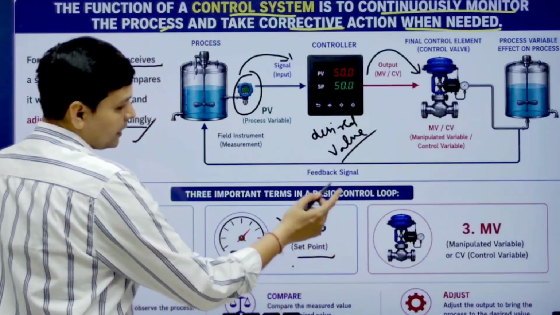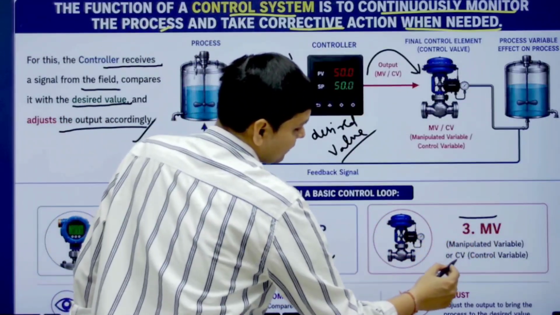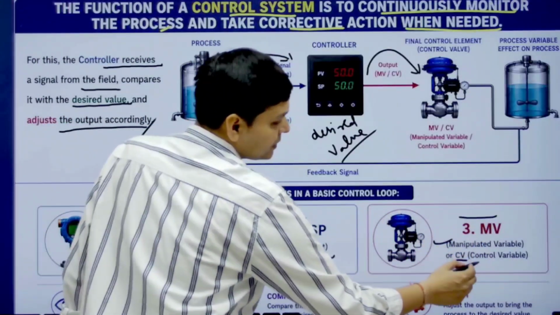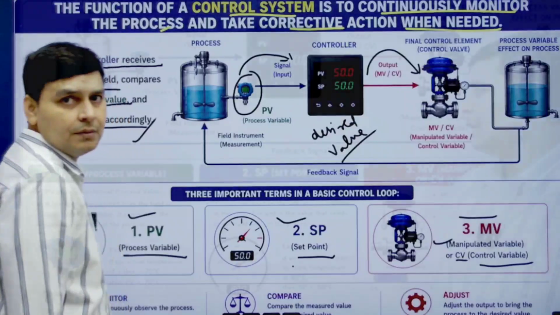The three important terms in a basic control loop are PV, that means process variable, SP, that means set point, and the third one is MV or CV. MV means manipulated variable and CV means control variable.